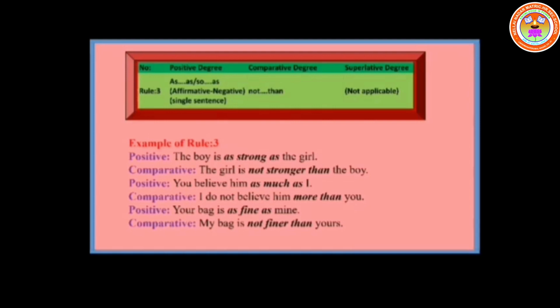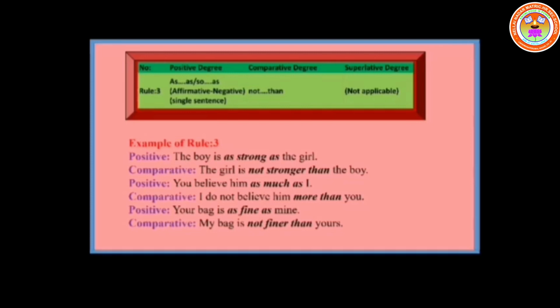In positive degree, "as... as" and "so... as", affirmative and negative, in a single sentence. In comparative degree, "not" or "than" will come. Suppose in the positive degree it is affirmative, then in the comparative degree we will be using negative. And there won't be any superlative degree in this rule.